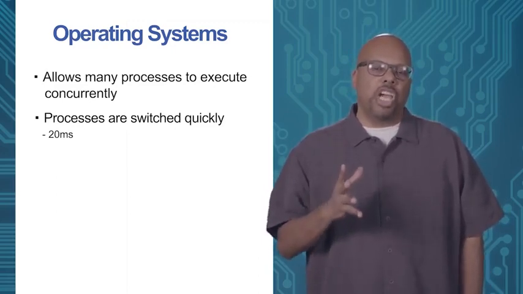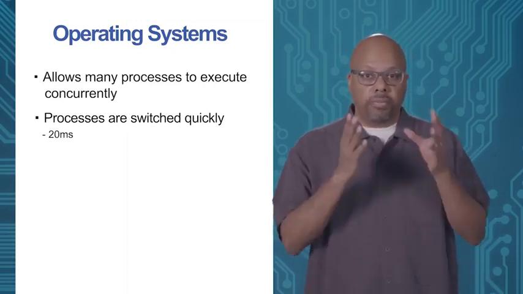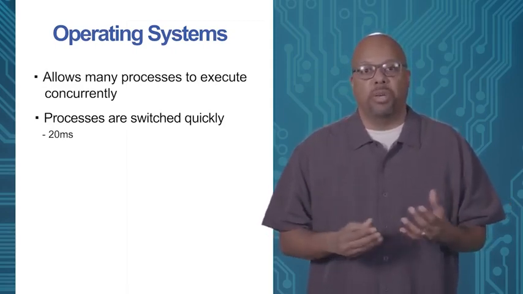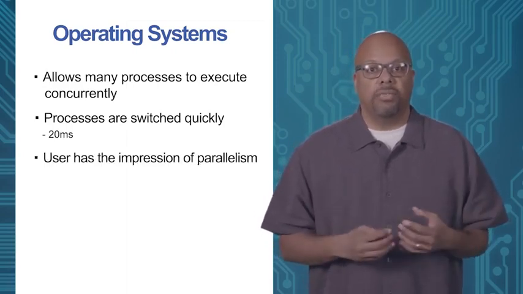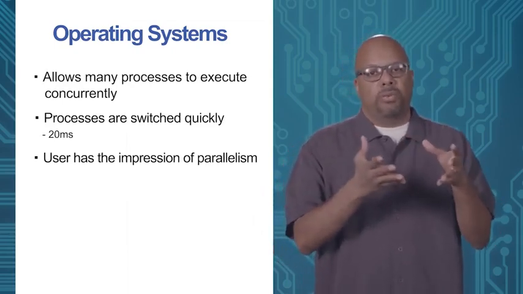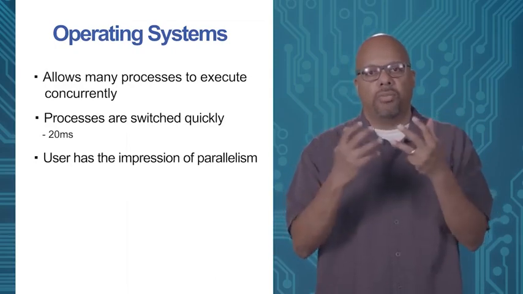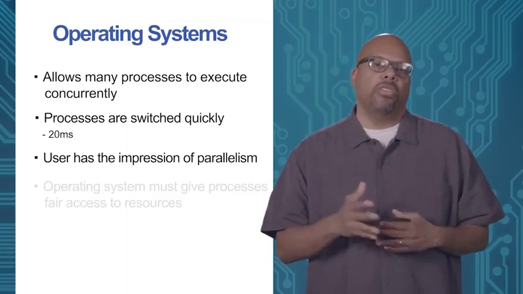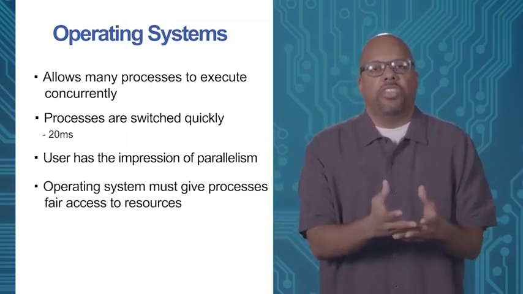So that's the main job of an operating system. And this task, just to give it a name, is called scheduling. Deciding which process runs at which time, that's the scheduling task, and operating systems do that. The user has the impression of parallelism even if it's not parallel. Although operating systems can employ parallelism, mapping something to a different core, right now we're talking about a single core operating system. And the operating system needs to give fair access to resources. When I say resources, I mean things in the system other than the processor itself.